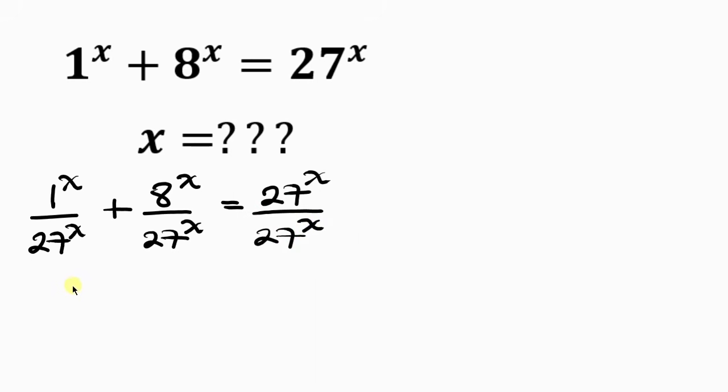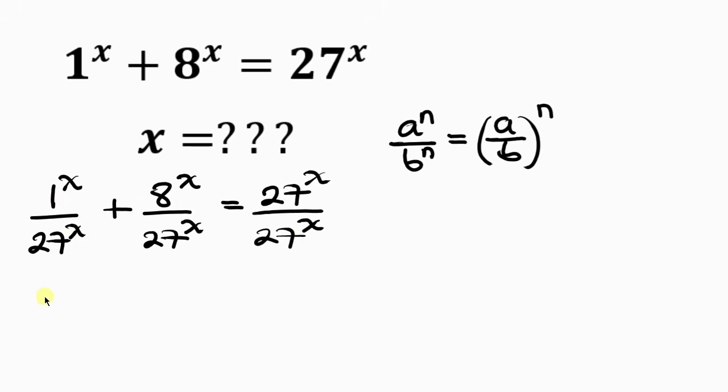Now watch something. From indices, whenever I have, for example, a to the power n all over b to the power n, that means the numerator and the denominator have a common power. This can be expressed as a over b all raised to the common power of n.